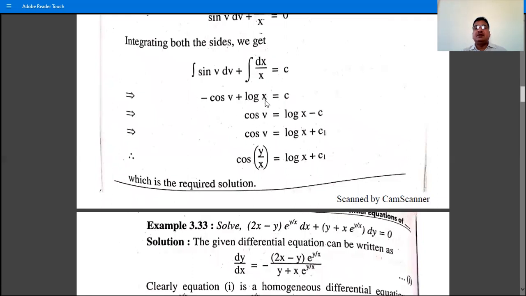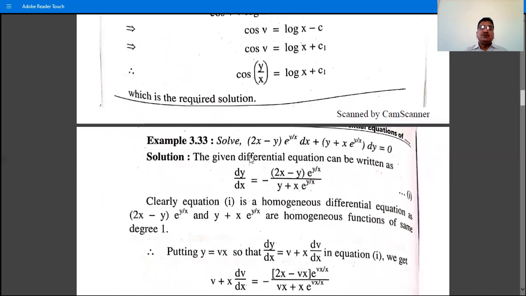after shifting this log x, and by changing the sign we have cos v is equal to log x minus c, and cos v is equal to log x plus c1. Suppose minus c as c1, a new constant, and then substitute v as y by x. So cos y by x is equal to log x plus c1. Or just substitute here in this step v as y by x. So minus cos y by x plus log x is equal to constant is the final answer, the required solution or general solution of the given differential equation.